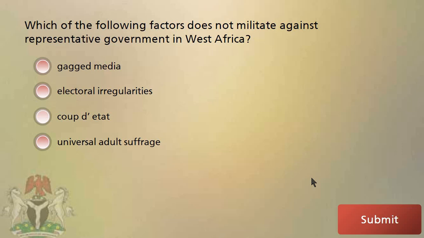Question 12. Which of the following factors does not militate against representative government in West Africa? A. Gagged media, B. Electoral irregularities, C. Coup d'etat, D. Universal adult suffrage. That is the right answer, D. Universal adult suffrage.